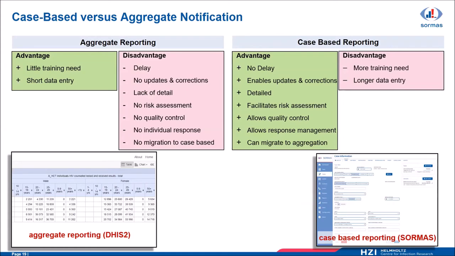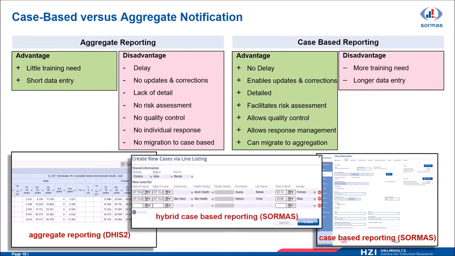DHIS is a wonderful system that's been used. They just recently started their Tracker for case-based reporting, which is good. But I just want to explain that for case-based reporting, there isn't any delay. You can look at updates and corrections and facilitate risk assessments, although you have more training needs and a longer data entry. But what SORMAS does is create a hybrid reporting, like a line listing system, where it automatically moves from an individual-based, detailed case-based system and switches to aggregate, what we call the line listing functionality of SORMAS, which is a hybrid case.